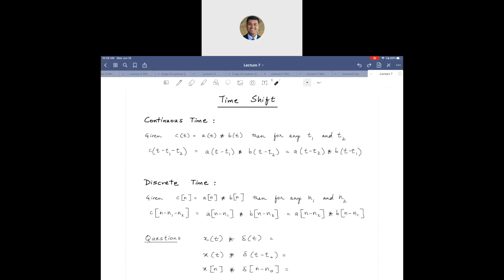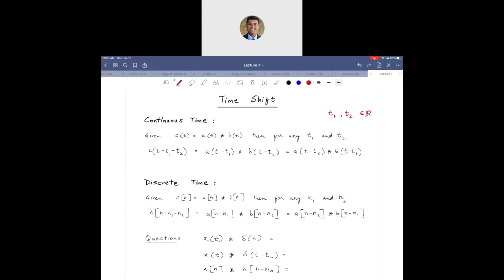Now let's take a look at the time shifting property of convolution. First continuous time, then discrete time. For the first case, we have continuous time, given that C of t is the result of continuous time convolution between A of t and B of t. Then for any time t1 and for any time t2, these are all real, so t1 comma t2 belong to the set of real numbers.